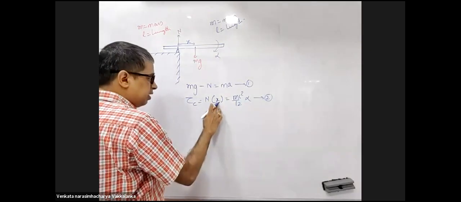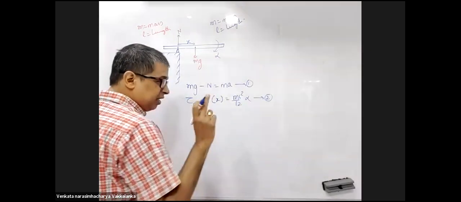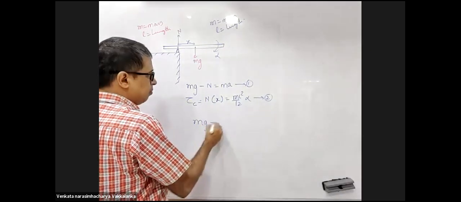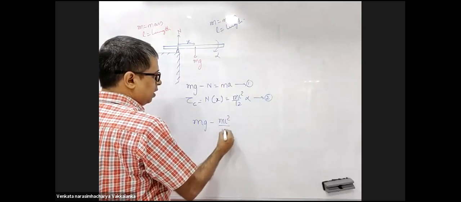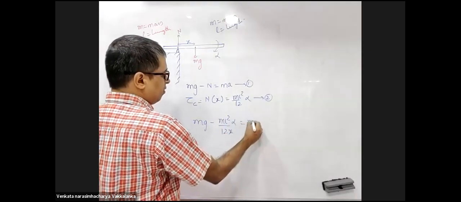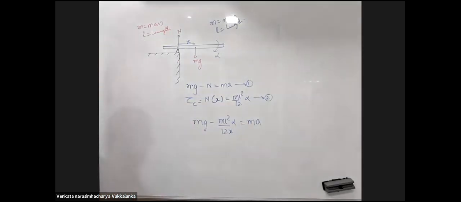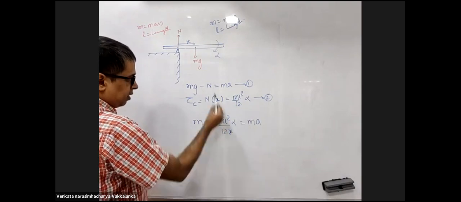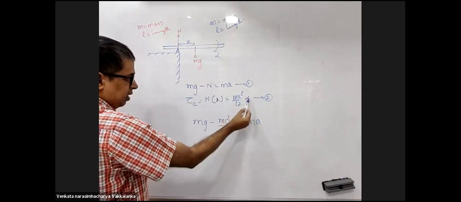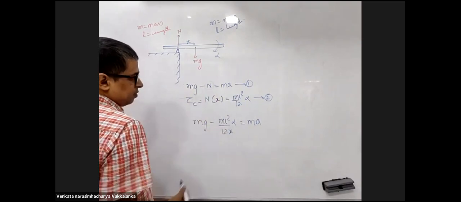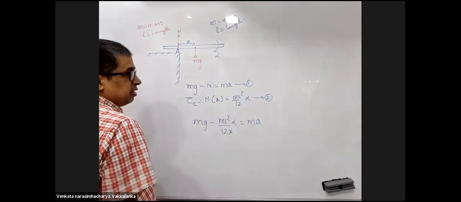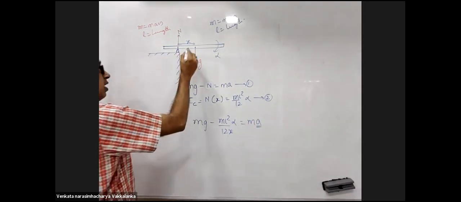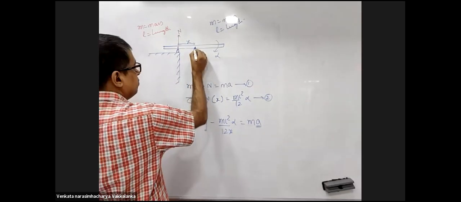Now your requirement is x for which alpha is maximum. So eliminate N. mg minus ml square by 12x into alpha is m into a. I eliminated N. N is ml square alpha by 12x. Now I should get alpha in terms of x. Eliminate a, your job will be done. What is a? How do I get the relation between them?